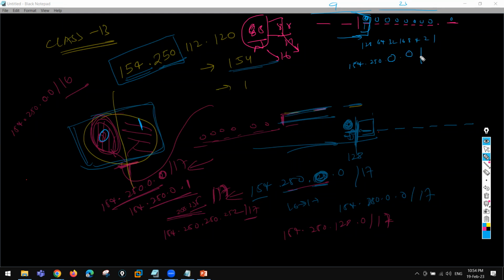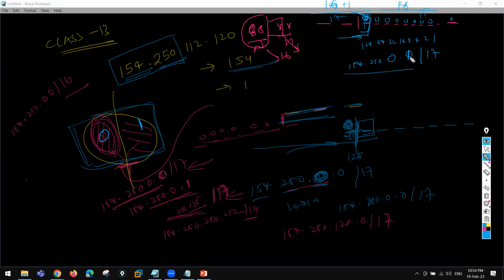But what is the network address? How many network bits? 9. Sorry, 17. Correct. One second. Yes, sir, I wrote it wrong. 16 and then plus 1, so 17 and then 15. So it's 17, right? So what happened is 17. So this is 1. Now what would be the last IP in this block?